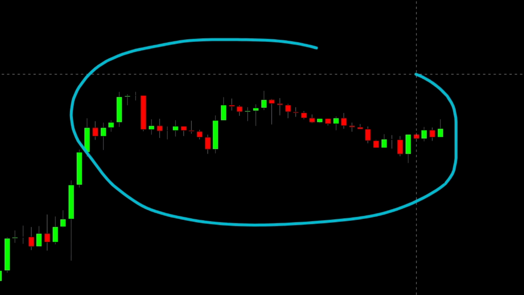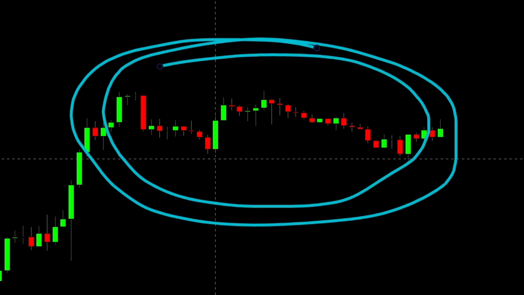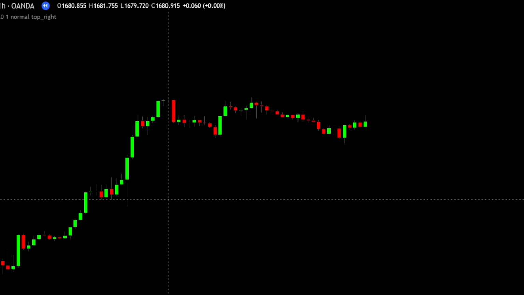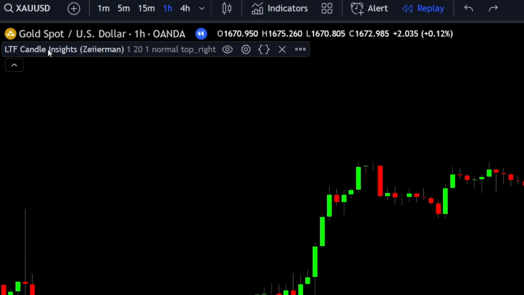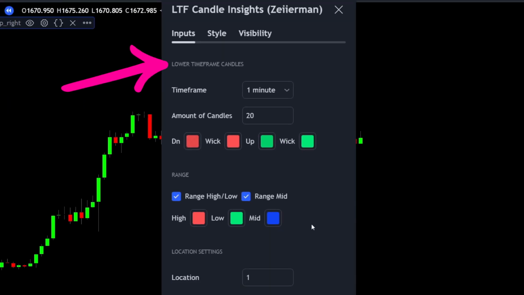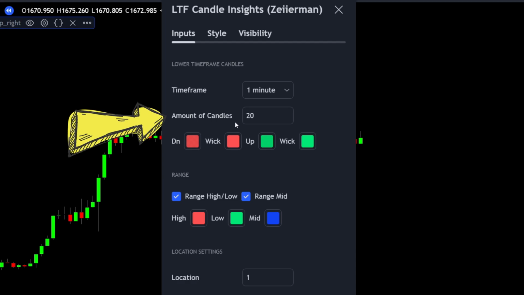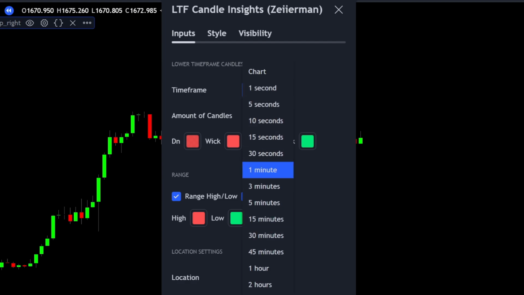And when you first open up the indicator, nothing might happen. That is because we need to change the settings of the indicator. So we go up here to the upper left corner and press the settings button. And the first setting is super important. This setting is called lower time frame candles. You can see that we have a time frame setting and we have the amount of candles. What this time frame setting actually does is that it allows us to choose a time frame so that we can predict the breakouts earlier.